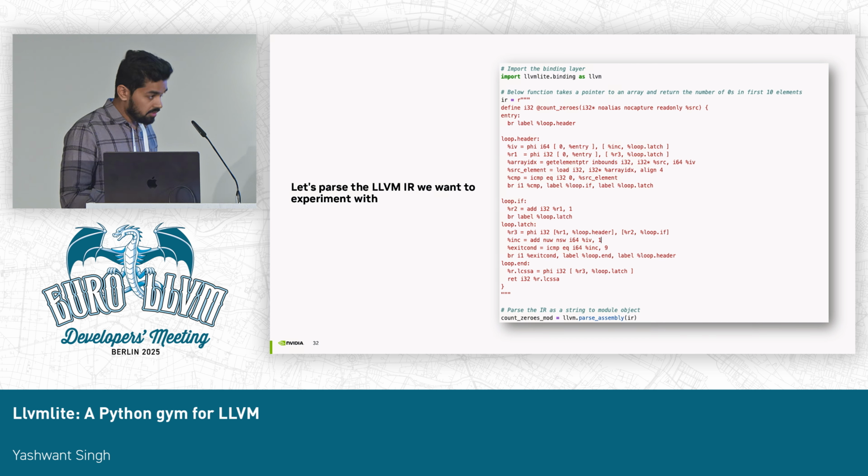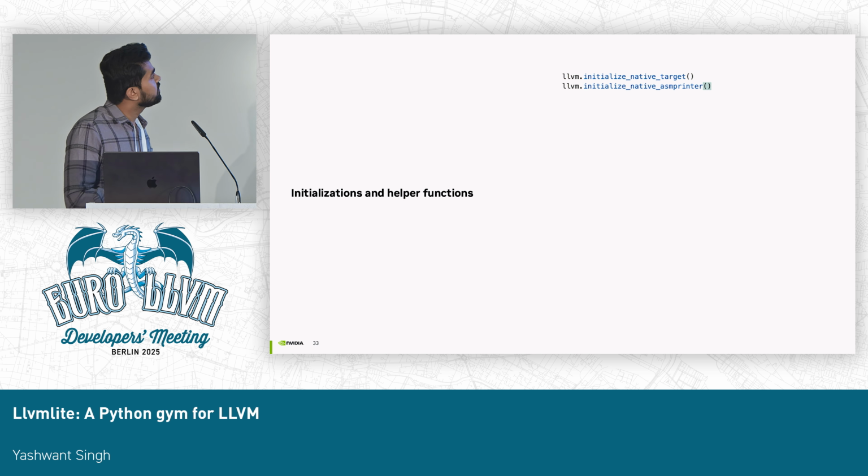This time we are not building LLVM IR on our own. Instead, we are parsing the LLVM IR from a Python string. So we have a Python string over here, which is an LLVM IR function, and this is how you parse an LLVM IR module from a Python string to an llvmlite module object. If you notice here, instead of importing the IR layer, we are importing the binding layer, which contains the APIs which interact with LLVM itself. Once you have the module object ready, we can start with our experimentations. First things first, we are going to do some initializations. This will initialize the native target and the assembly printer for the machine you are working on.